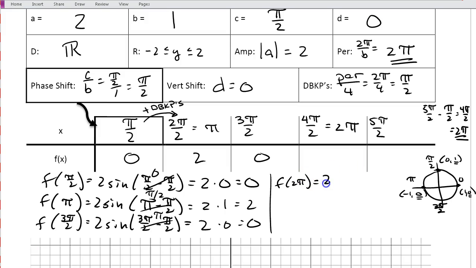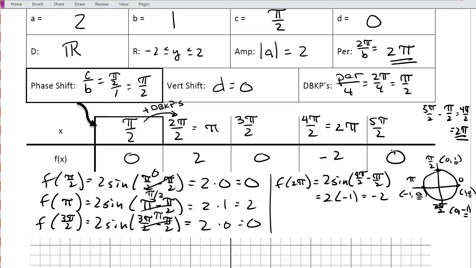So that's going to be 2 sine of 2 pi, which is 4 pi over 2, minus 1 pi over 2. So that's 3 pi over 2. So the sine at 3 pi over 2, that's 0, negative 1. Again, we want the y-coordinate because it's sine. That's going to be negative 2. And if you want to go ahead and do the last value, go ahead. Otherwise, I can see the pattern here. We're going 0, 2, 0, negative 2. This one's got to be 0 one more time.